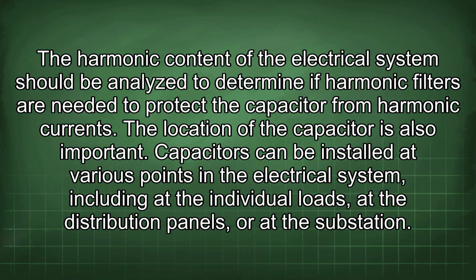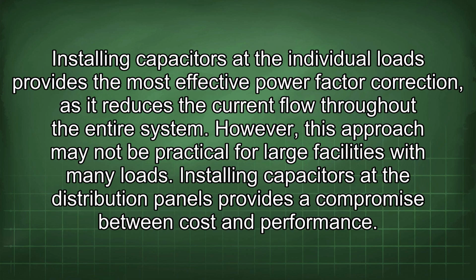Capacitors can be installed at various points in the electrical system, including at the individual loads, at the distribution panels, or at the substation. Installing capacitors at the individual loads provides the most effective power factor correction, as it reduces the current flow throughout the entire system. However, this approach may not be practical for large facilities with many loads.